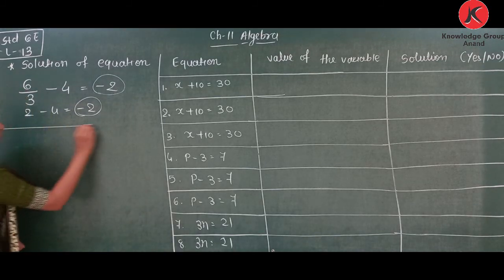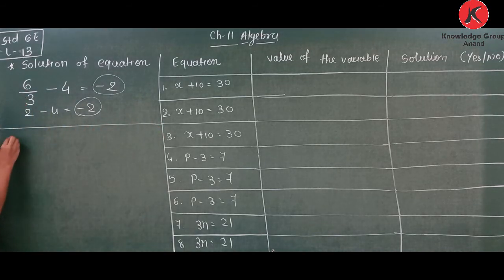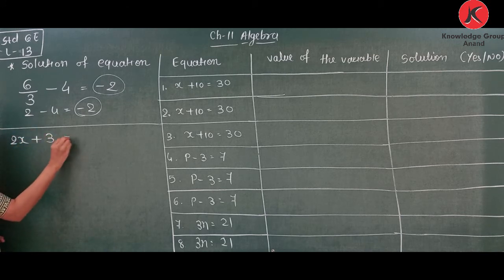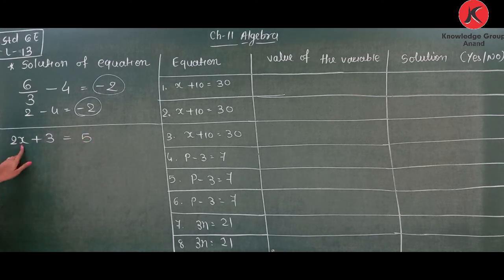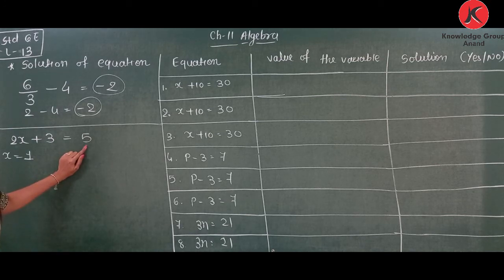If we consider one algebraic equation, for example 2x plus 3 equals 5, for which value of x do we get 5? If we take x is equal to 1, how can we find the solution? We can take different values of x. It is called the trial and error method. We need to take different values of x and check whether we get the right hand side. If we get the right hand side, then it is a solution of the equation.